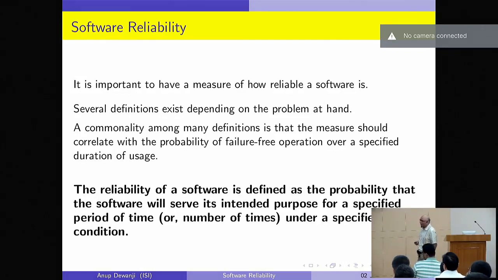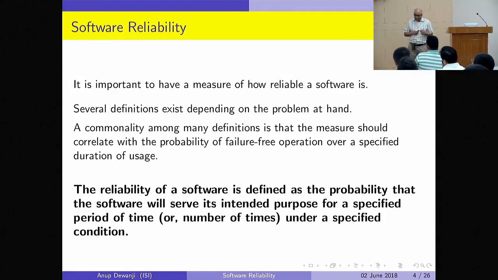Okay, so this is a very general definition. I'll try to give you examples, time permitting, and we'll see that definition of reliability. I also mentioned that it depends on the context, on what you are happy with. But reliability of software in general can be defined as the probability that the software will serve its intended purpose. Now, what is that intended purpose? You have to specify before you get to the definition. And it serves for a specified period of time.